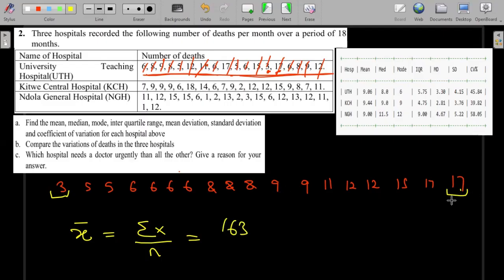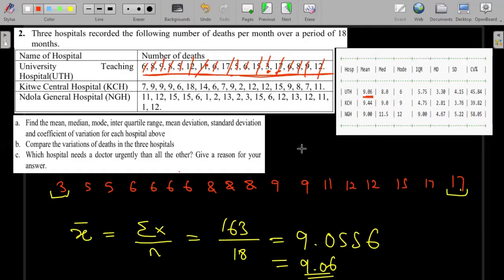So I'm just adding all these things. Then divided by the n, we said it's 18. Okay, so we divide this, I get 9.0556. We can round this off to three significant figures. I'll just get 9.06. So this is the mean for the hospital UTH. So you can see in my table here, I found my answers. We have found that 9.06, this one here. We have shown how to find it. Okay, so if you have any questions, please ask.